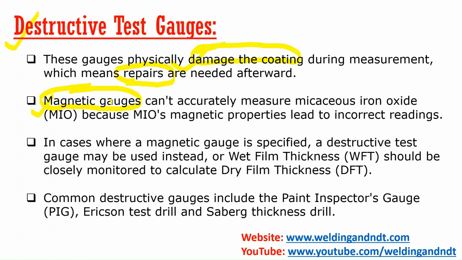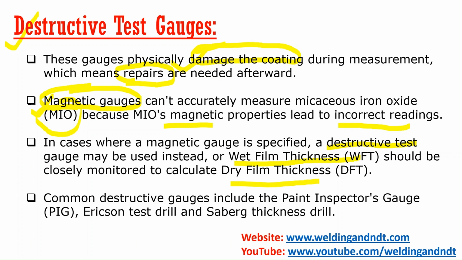But we cannot use a magnetic gauge in certain applications, when our paint contains MIO. If our paint contains MIO, we will not be able to use a magnetic gauge. Why? Because MIO has magnetic properties, and that will lead to incorrect readings. Hence, if your paint is MIO, then you will have to either use the destructive test, or if you can't use the destructive test, then you will have to frequently check the wet film thickness so that you will get the correct dry film thickness.